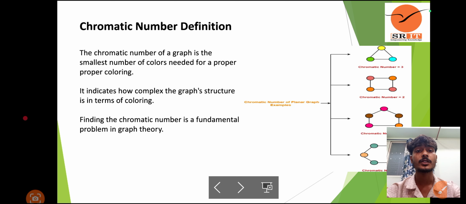Chromatic number definition. The chromatic number of a graph is the smallest number of colors needed for a proper coloring. It indicates how complex the graph structure is in terms of coloring. Finding the chromatic number is a fundamental problem in graph theory.